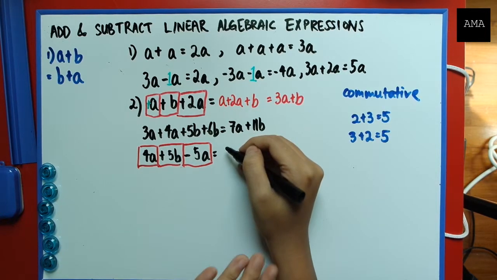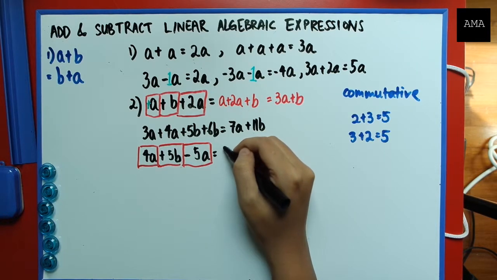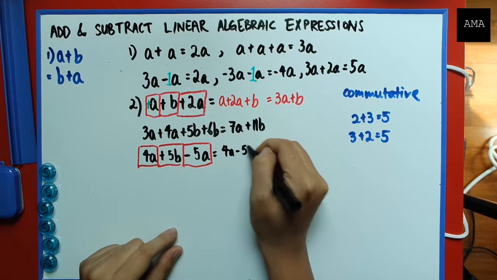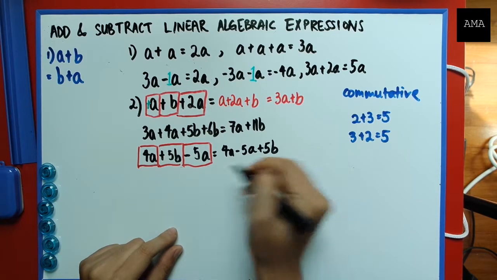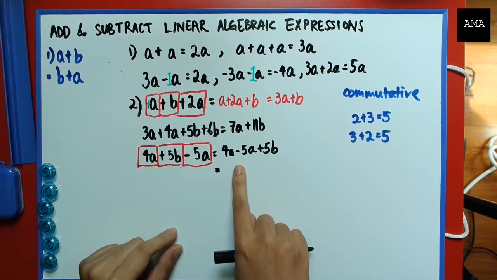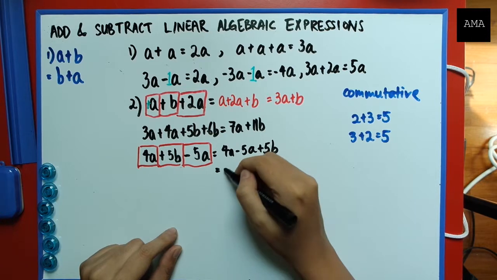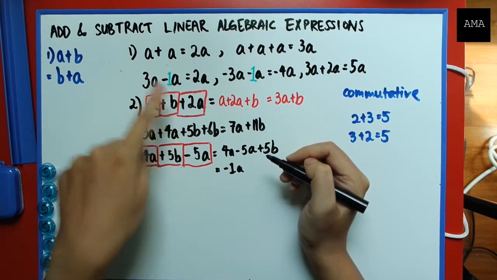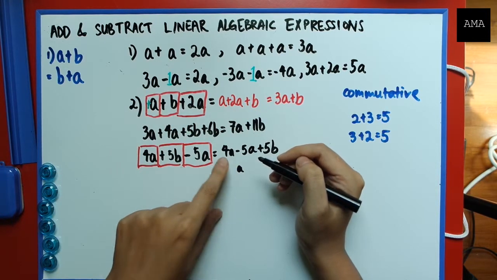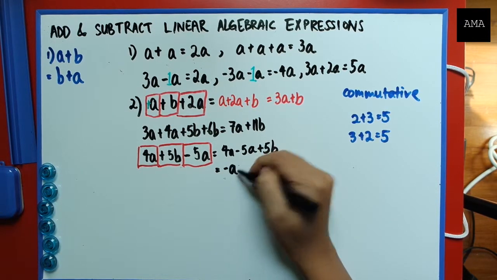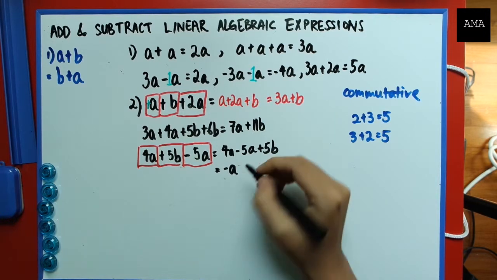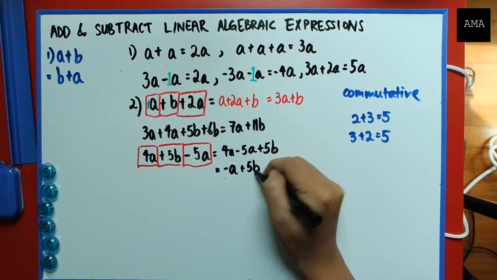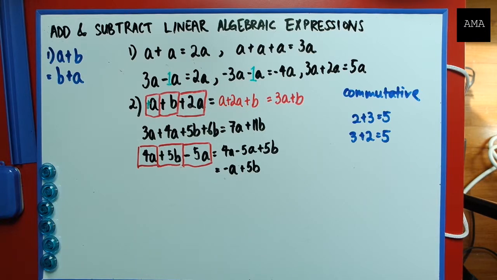I'm going to rearrange. Put all the A's to one side, the B's to another side. Here you can see 4 minus 5. You get minus 1. So 1 is not necessary. In algebra, you do not have to write 1A. I will just write minus A. It's understood that this is minus 1A plus 5B. This is the simplified version for this expression.